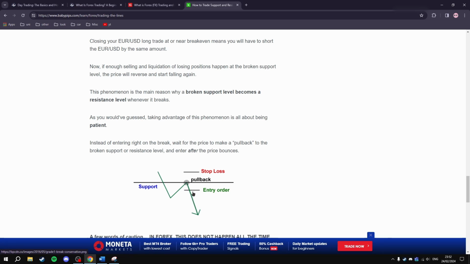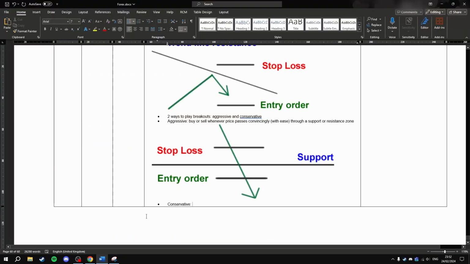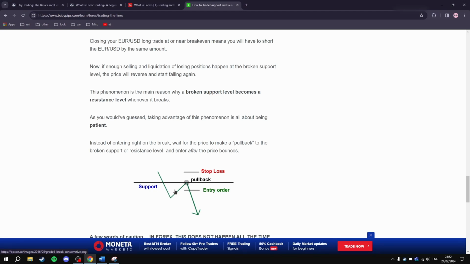And then your entry right here. So in the aggressive way, you would have just entered right about here, but this one you'd wait until it goes back to the support line, which becomes a new resistance line, and then enter at that point there. Right, okay. I think I get what it's trying to say.